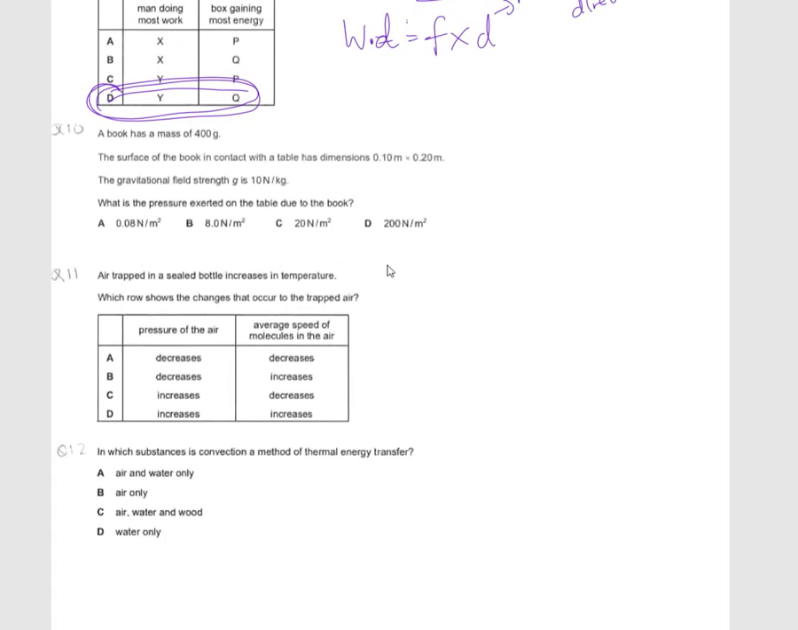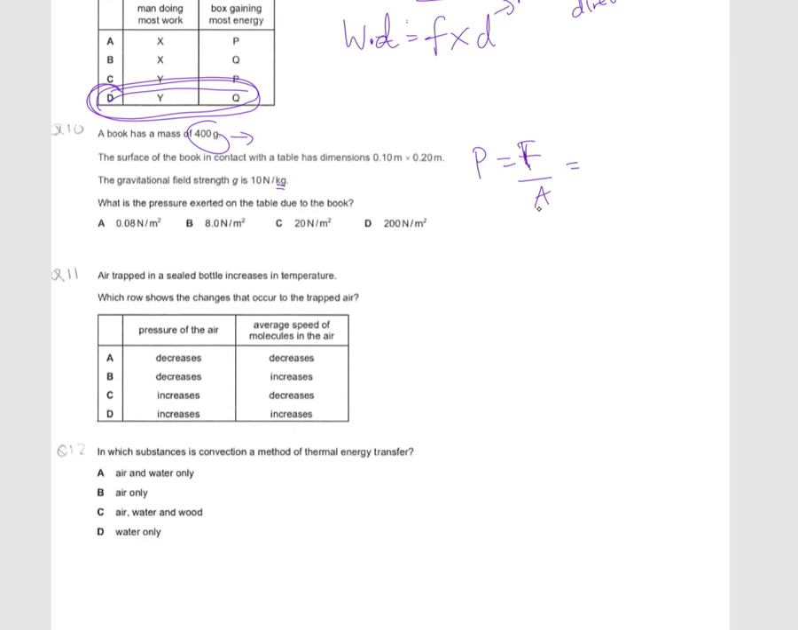Okay, now this one, mass is this. Surface is this. Find the pressure. Pressure is force over area. Now the force is what? So the mass needs to be converted to kg.